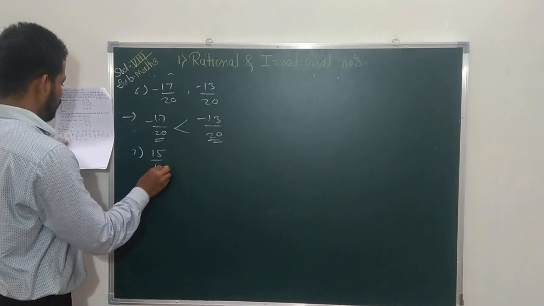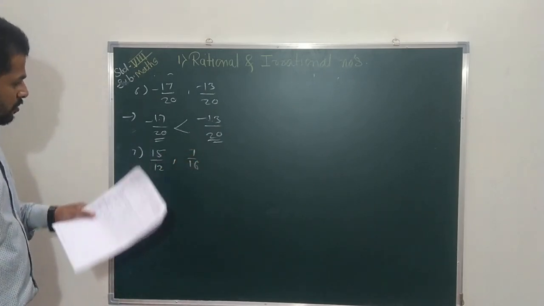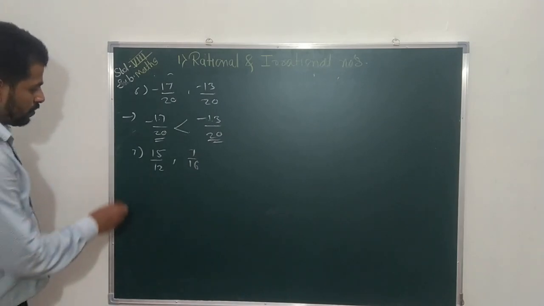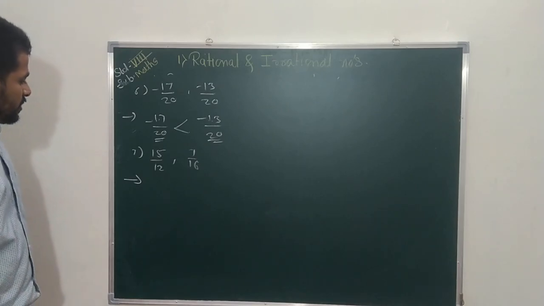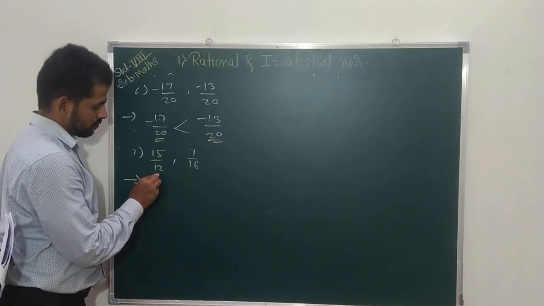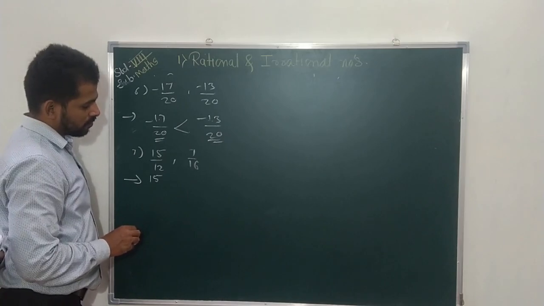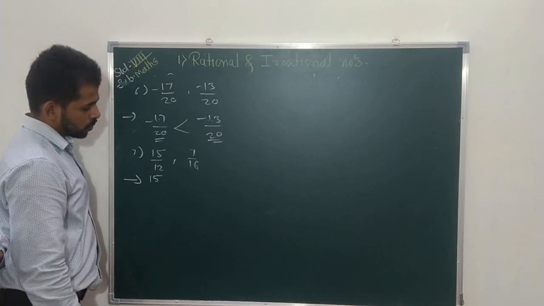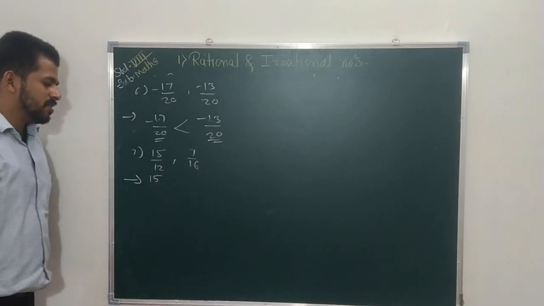Okay, next one. 15 upon 12 and 7 upon 16. There are two methods here. First we take this one, 15 upon 12. There is cross multiplication, but let's see, 12 and 16. Is there any LCM?